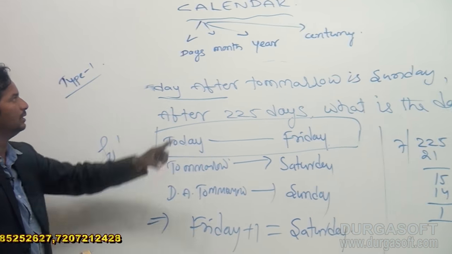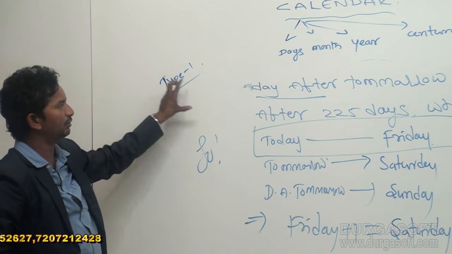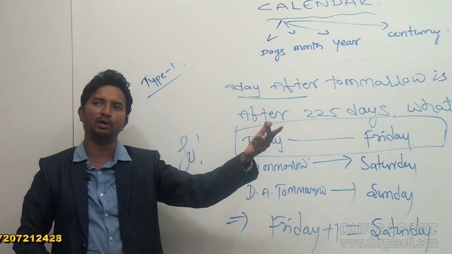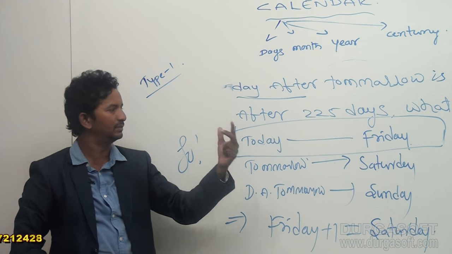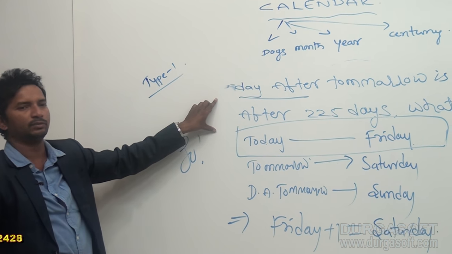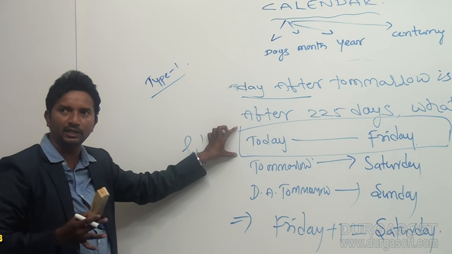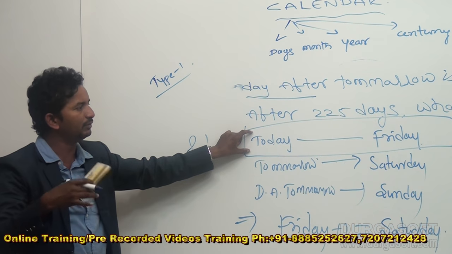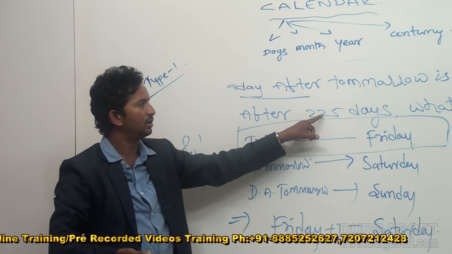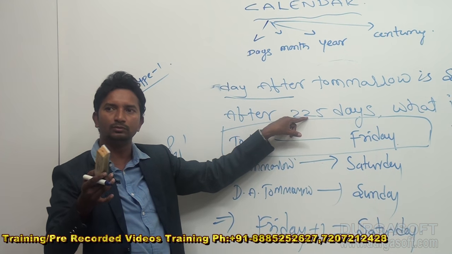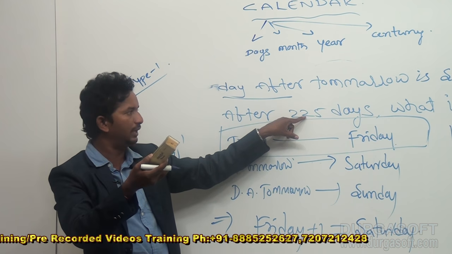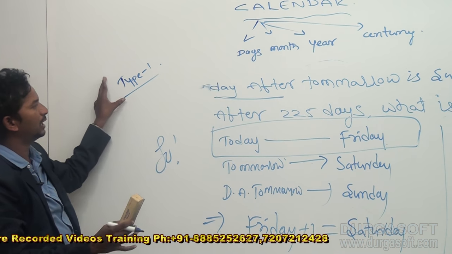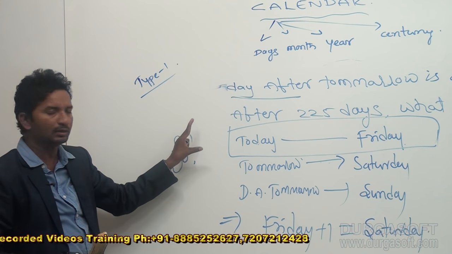Okay, this is type 1 problems. When today is given, tomorrow is given, day after tomorrow is given, or 2 days back is given, you calculate it like this. First you convert to the present day, today, then you find out. The question is asking after some days or some days back. This is the concept for type 1 problems.